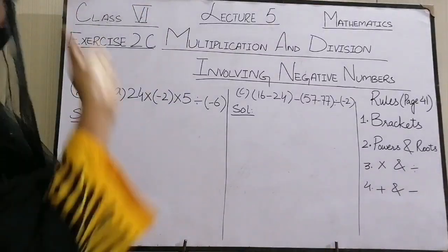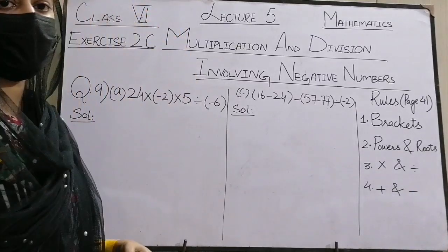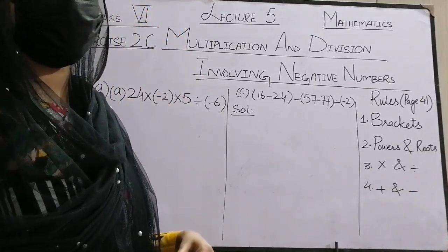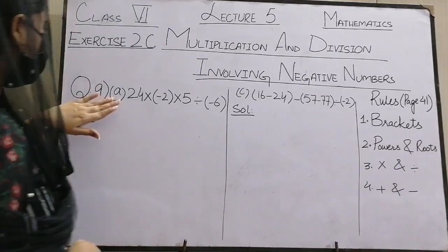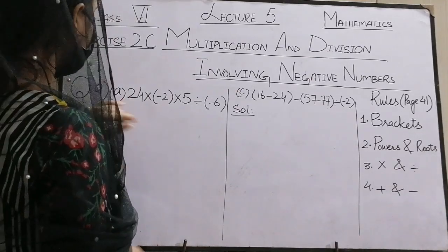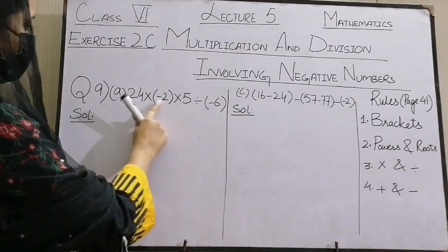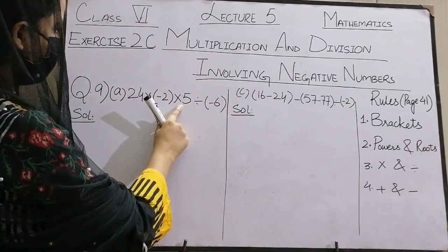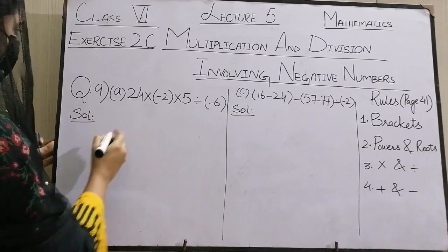We have completed question number 7. Question number 8 is to check question number 7 using calculator. So we are moving to question number 9. Question number 9 is to evaluate these. First we have 24 into minus 2 multiplied by 5 divided by minus 6.